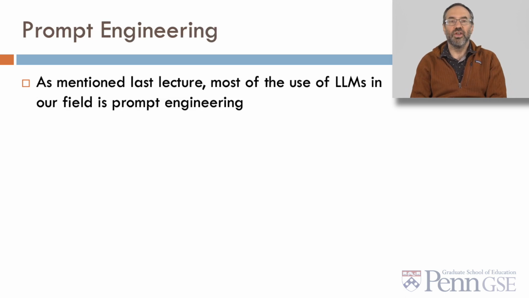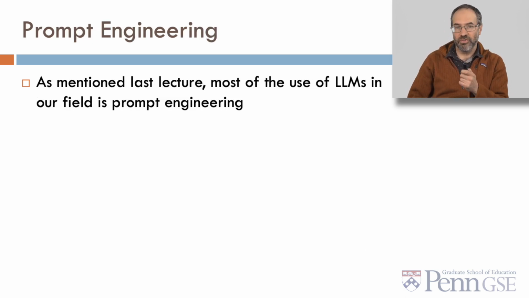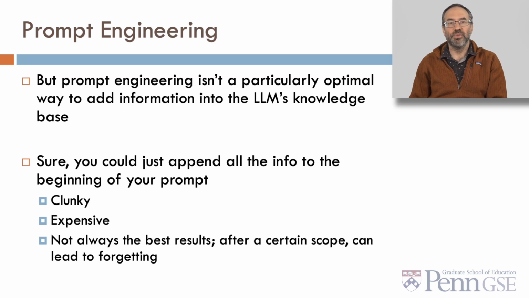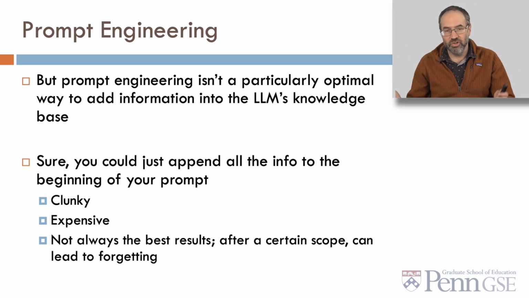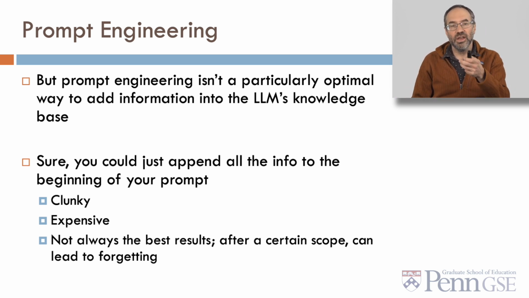So as I mentioned in the last lecture, most of the use of large language models in our field is prompt engineering. But prompt engineering isn't a particularly optimal way to add information into the large language model's knowledge base. I mean, sure, you can just append all the info to the beginning of your prompt. A lot of these tools now have really large context windows, but that's clunky, expensive, and it doesn't always produce the best results because after a certain scope it leads to forgetting.